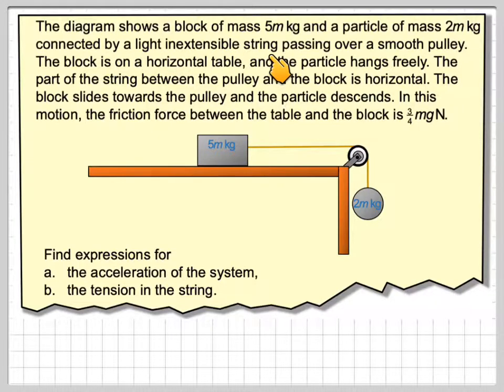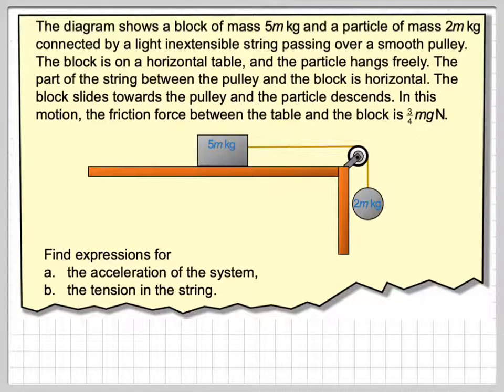The diagram shows a block of mass 5m kilograms and a particle of mass 2m kilograms connected by a light, inextensible string passing over a smooth pulley. The block is on a horizontal table and the particle hangs freely. The part of the string between the pulley and the block is horizontal. The block slides towards the pulley and the particle descends.